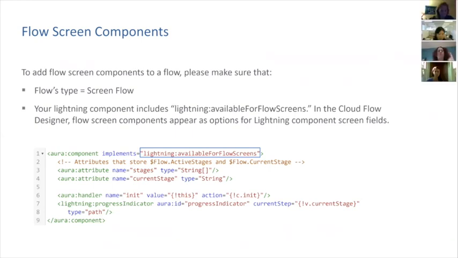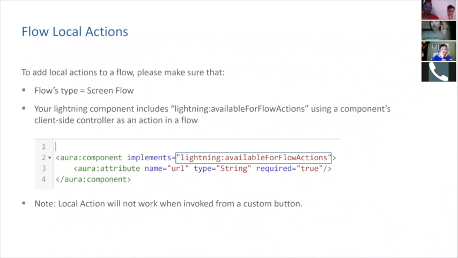Once you have that, when you're in Cloud Flow Designer and you're in a Flow screen and you drag a Lightning component onto your screen, you'll be able to select from that list of Lightning components. Flow Screen components was introduced, I believe, in Spring '18.